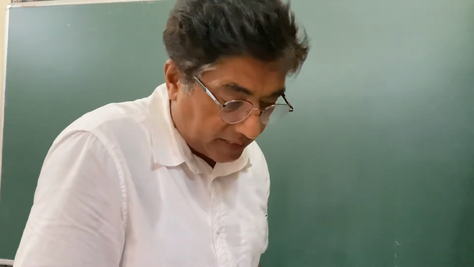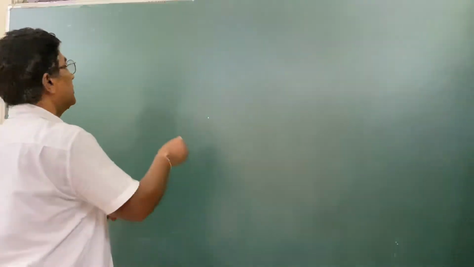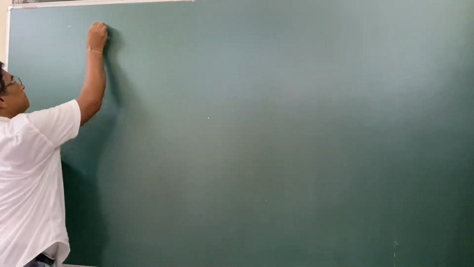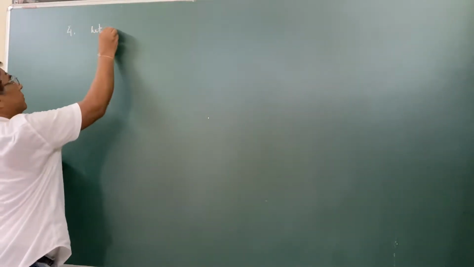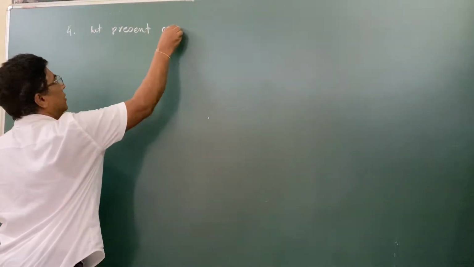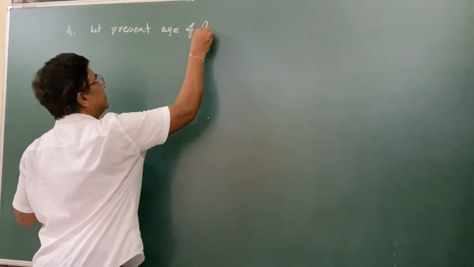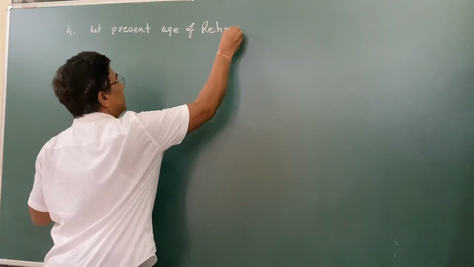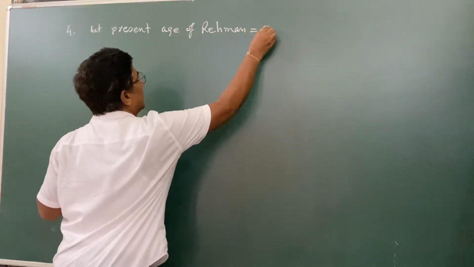Now first question, that is number 4, they told you the sum of the reciprocal of Rahman's age 3 years ago and 5 years from now is 1 by 3. So first of all, we say like this. This is 4. Let present age of Rahman be x.